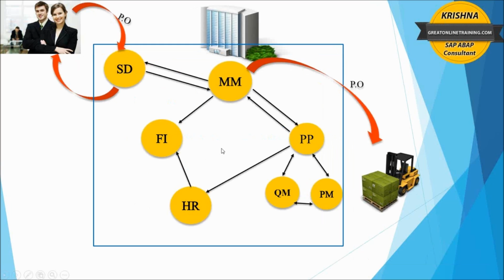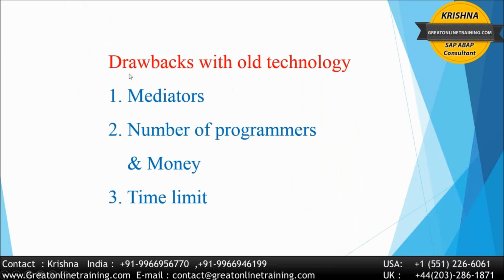Nowadays the business process is very easy to understand, but let us talk about technology 15 years ago. With the old technology, we have so many drawbacks. What are the drawbacks? I'm trying to discuss that right now. Before 15 years, we didn't have all these good technologies. That's why the sales and distribution department has its own software and the material management department has its own software. So the SD software is different and the MM software is different. To communicate between both softwares, what do we require? We require mediators. Mediators are themselves a software, right?